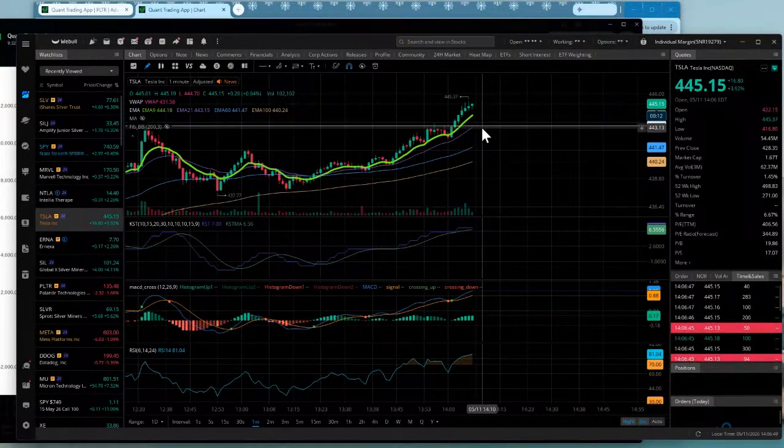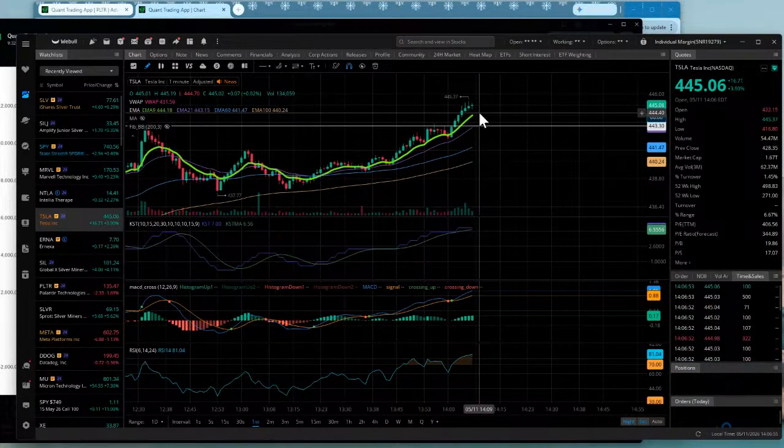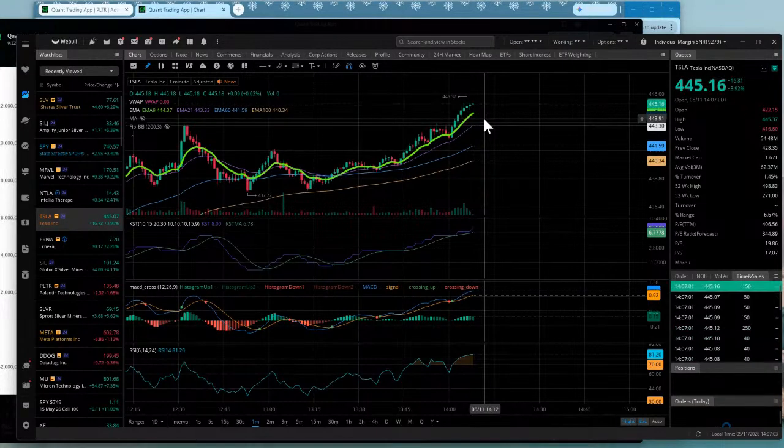Whatever it is, we're waiting, and you don't have to. You trade it any way you want. But in this particular instance, I'm waiting for it to come back and tell me where support is. And it may not do it. It just may take off. But that's the more healthy way to get into a position, especially on a breakout.